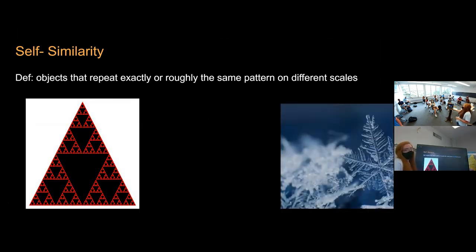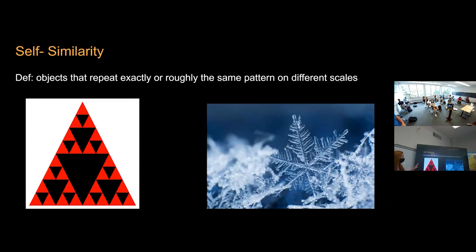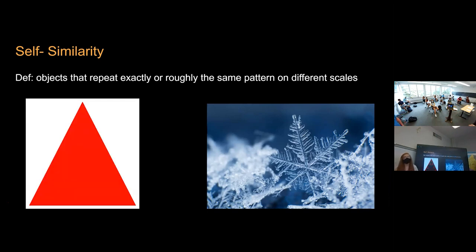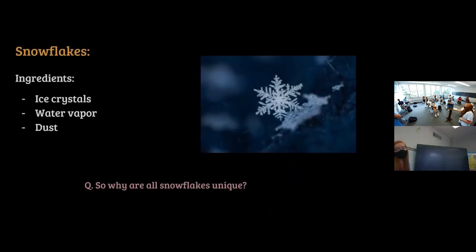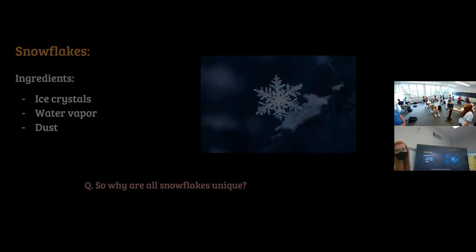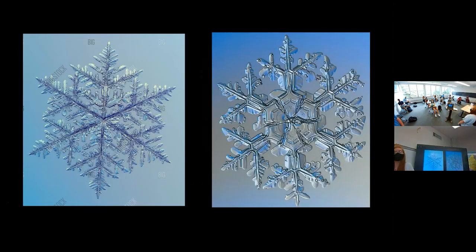And two examples are the Sierpinski triangle, which repeats itself exactly the same on smaller scales. And then in things like nature, coastlines and snowflakes repeat roughly the same pattern, but they're not all exactly the same. So snowflakes are all composed of ice crystals, water vapor, and dust, but snowflakes are somehow all unique, and we want to know why. So snowflakes differ because they all have different initial conditions that are never repeated the exact same in the atmosphere. And they're the picture of chaos and how the initial conditions affect the outcomes, because each snowflake is different and is never repeated.